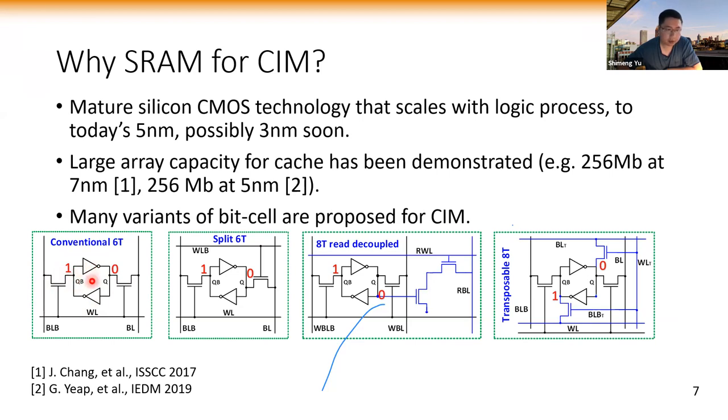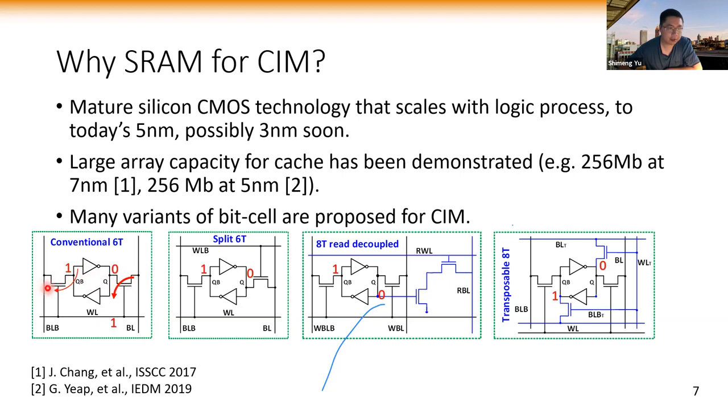And then we can input the feature map. If the input is 1, then this word line will turn on. And then in this configuration, the bitline is pre-charged. So the bitline will decay through the right access transistor through the NMOS current from the bitline to ground here.